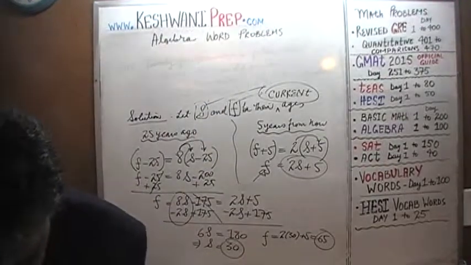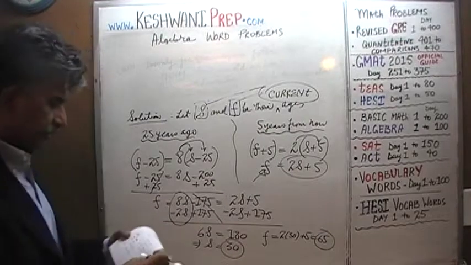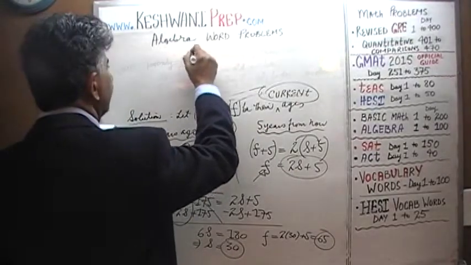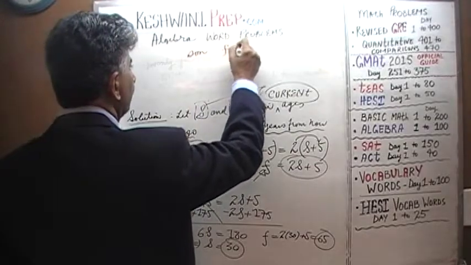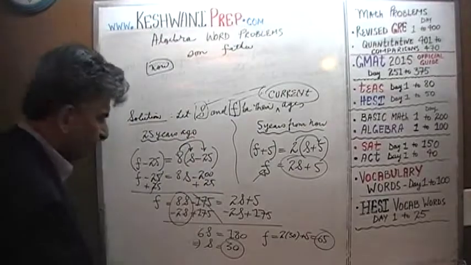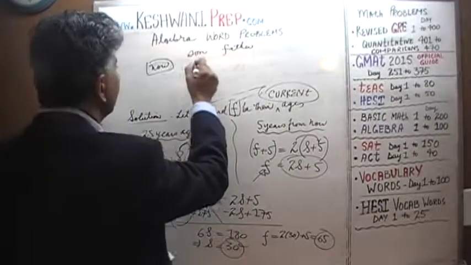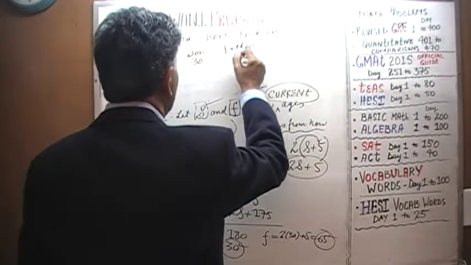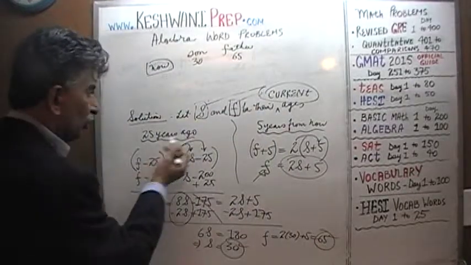Again, set it up nicely, which is very important. So, here is the son. Here is the father. Here is now. And this is what we are claiming. We are claiming that now son is 30 years old. We are claiming the father is 65 years old. And this has to make sense as we talk about these two scenarios.